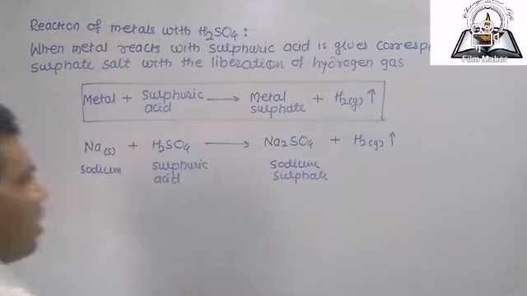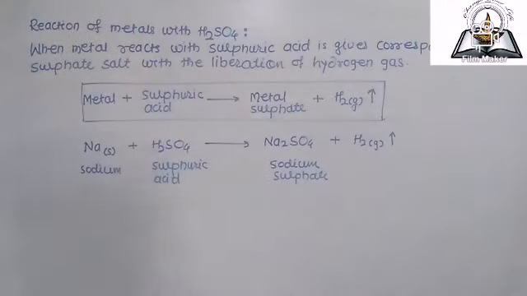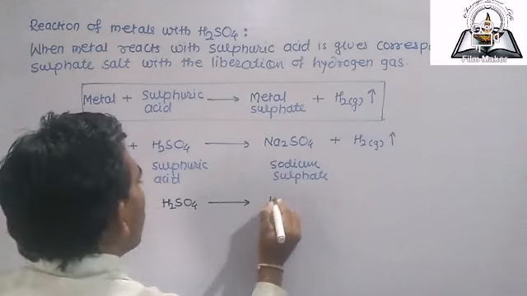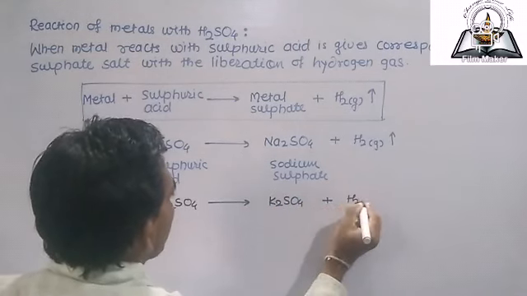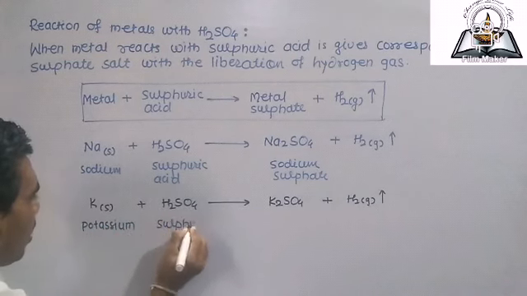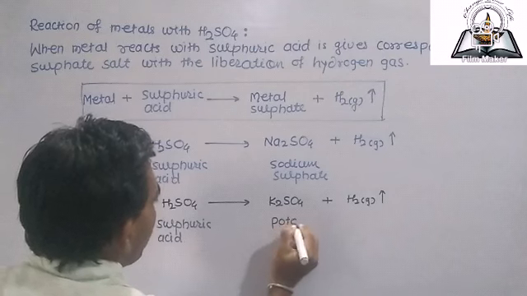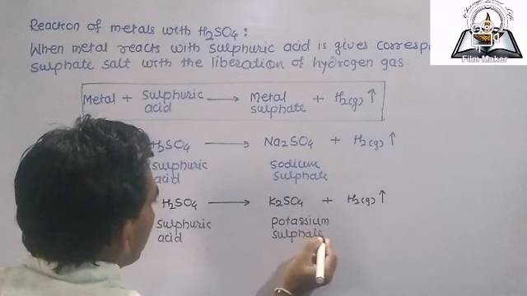Another one, next one, in case of potassium. When potassium reacts with sulfuric acid, H2SO4, it gets converted to K2SO4, potassium sulfate, with the liberation of hydrogen gas. So this is potassium reacting with sulfuric acid to get converted to potassium sulfate with the liberation of hydrogen gas.